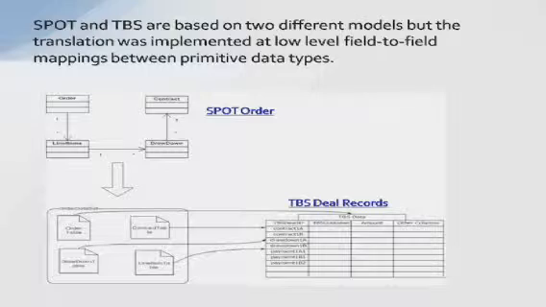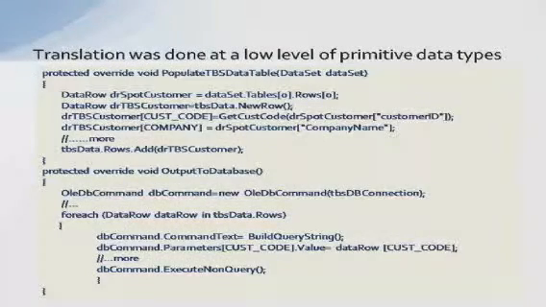As you can see, the two systems are based on very different models, and each of these models has its own complexity. The translation between such two models has to be complicated. However, the translation was implemented at a very low level, with primitive types. From this code example, you can see that the translation happens between weak-type structures, with low-level field mappings defined as primitive types like strings or integers. You might also notice some technical details mixed with other concerns. You'll see database connections, data rows, data tables.